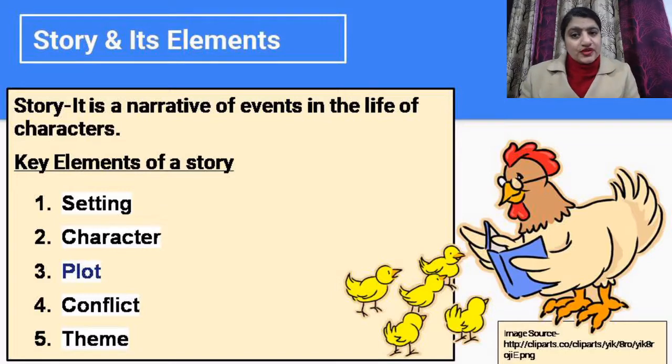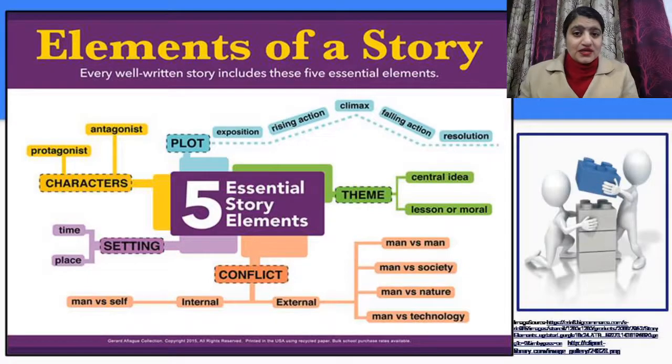The five key elements of a story are setting, character, plot, conflict, and theme. I'll pick these up one by one. So, what is setting? Setting means the time and place of the story, like when and where the events in the story happen. Then we have the characters. Characters can be people, animals, or even absolutely supernatural characters, right?